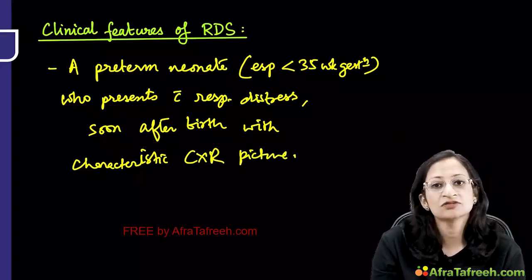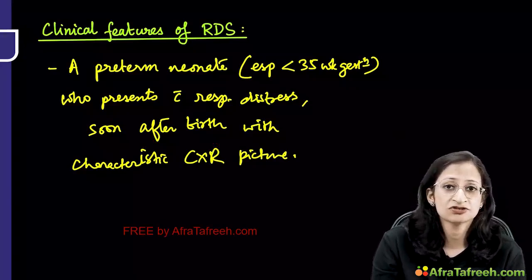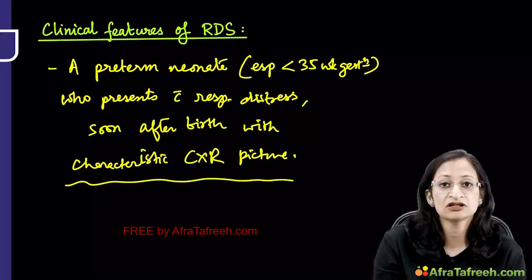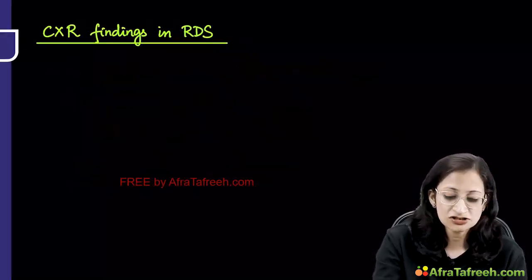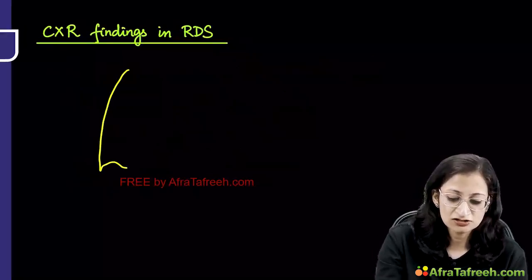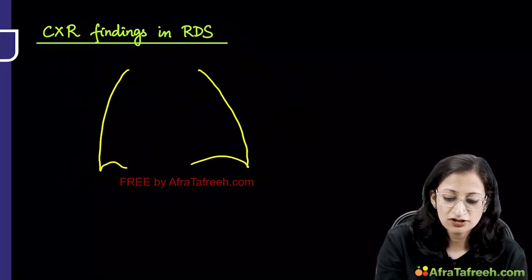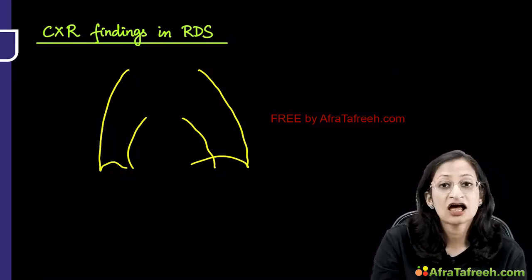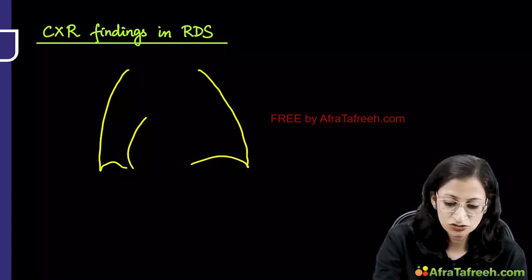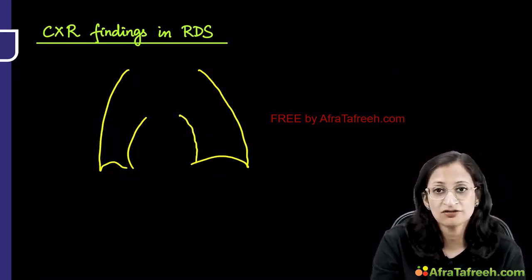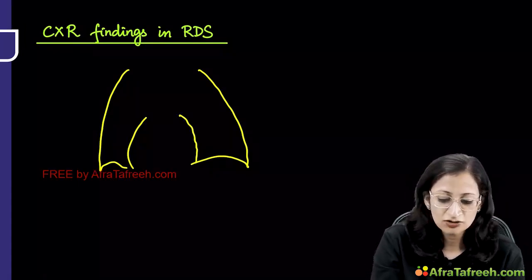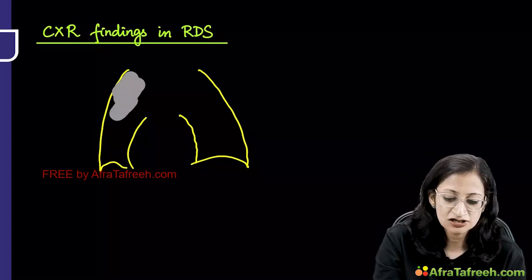Right. So, that is a typical case scenario in which we suspect respiratory distress syndrome. And what does this characteristic chest X-ray picture mean? Let us see. The characteristic chest findings in RDS are because the alveoli are collapsing, right? The alveoli are collapsing, so there is less air in the alveoli. Because there is lesser air in the alveoli, you can get this ground glass haziness of the lungs.